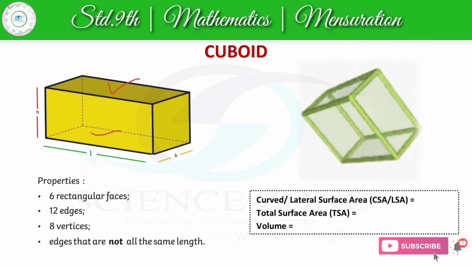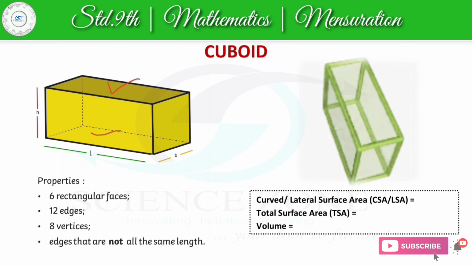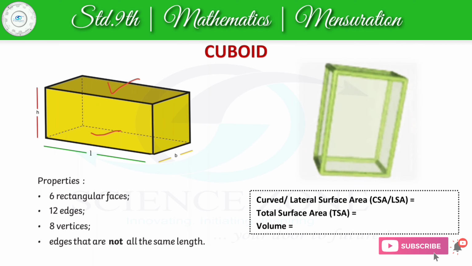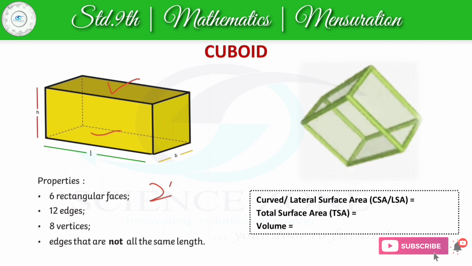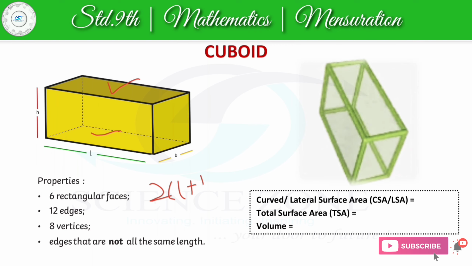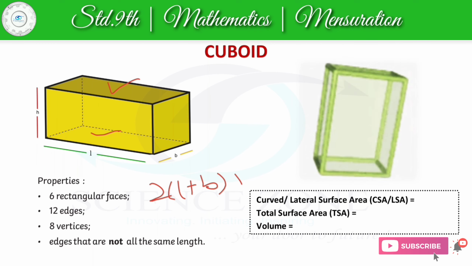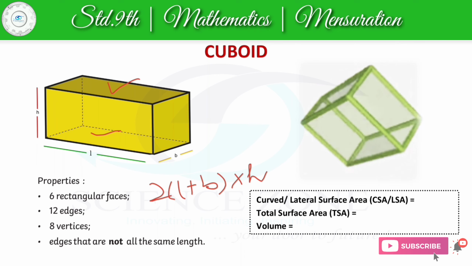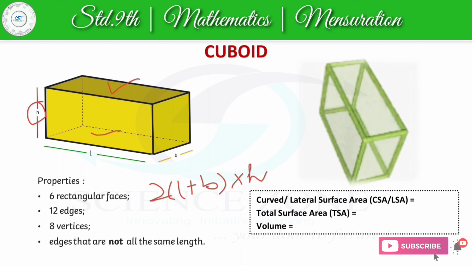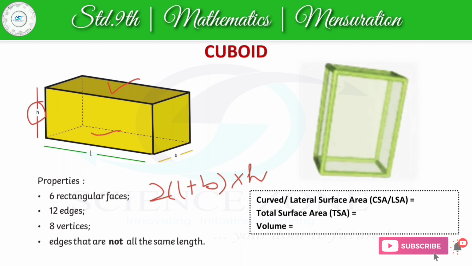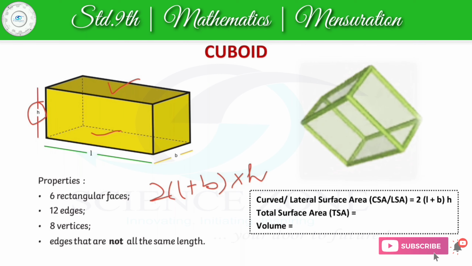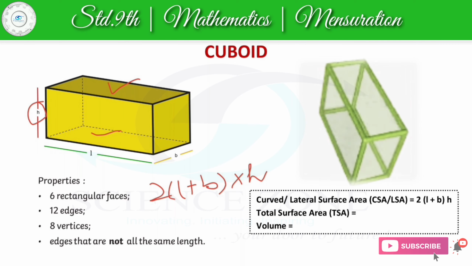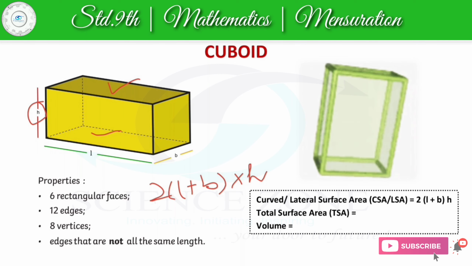What is the base? The base is a rectangle and the formula for perimeter of a rectangle is twice L plus B. We have to multiply it with the height. The height of the cuboid is H. So the formula for curved surface area of cuboid is 2 times (length plus breadth) into height.